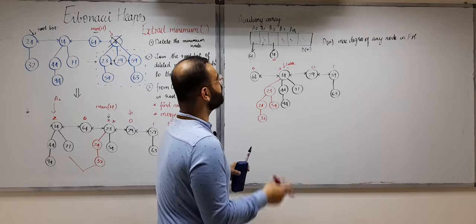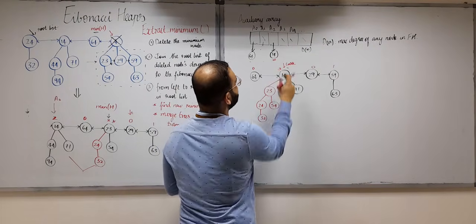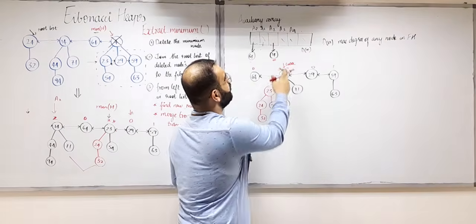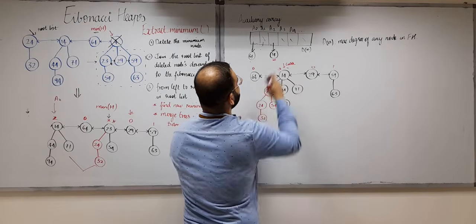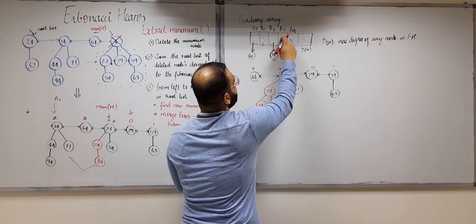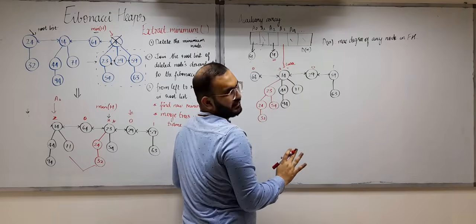Okay, so now let's move further. First of all, before moving further, it will check at A3. Is there any tree encountered until now with degree 3? So it will see that the value at A3 is null, right? So the value at A3 is null. So it will make A3 point at 14, right?